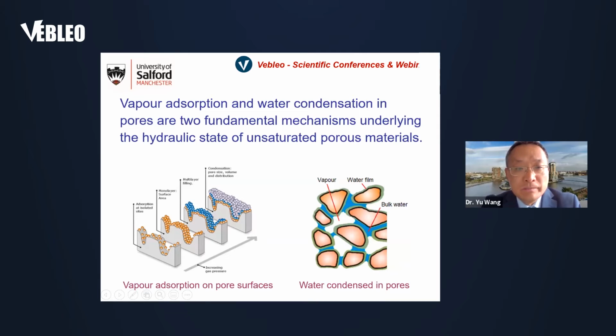Actually, vapor adsorption and water condensation in pores are the two fundamental mechanisms which underlie the hydraulic state of unsaturated porous materials. And the water state in porous materials under the unsaturated state includes three phases. One is vapor, one is condensed bulk water, and the other is the water film on the empty pore surfaces.